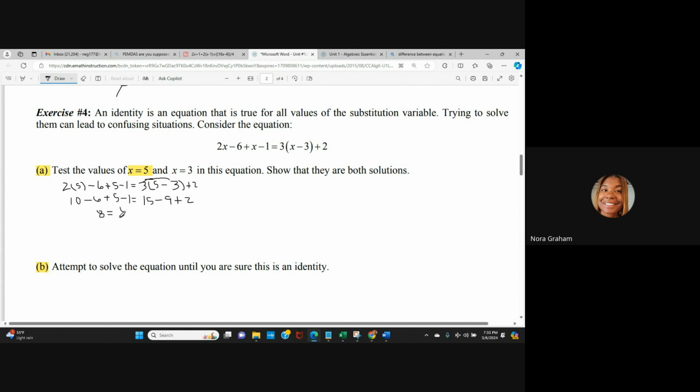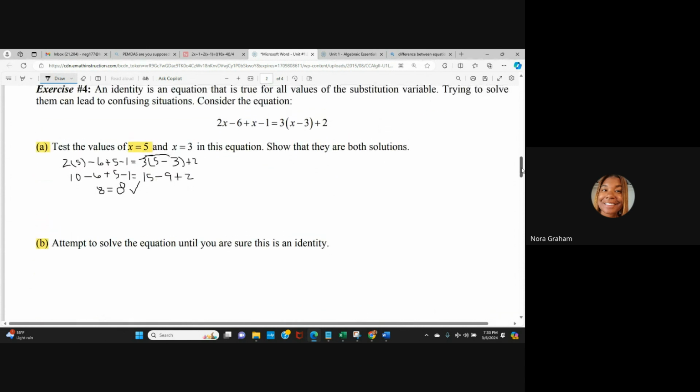So see how we got something that equals each other? It's a true statement. So this is going to be an identity equation, right? And these are solutions. So show that both are solutions. I know they're solutions because it gives me a true statement. So you should get a true statement when you plug in 3. All right. So now let's look at B. Attempt to solve the equation until you are sure that it's an identity.